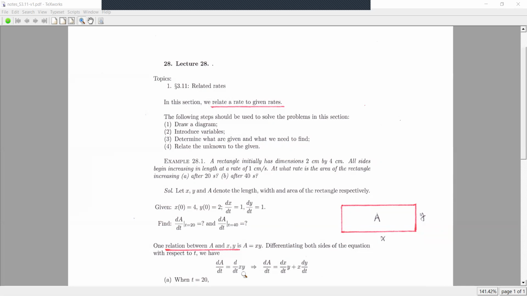Now, take the derivative of x times y with respect to the time t by the product formula. The derivative is the derivative of the first function x times the second function y plus x times the derivative of y. This is the derivative of the area at a general time t.